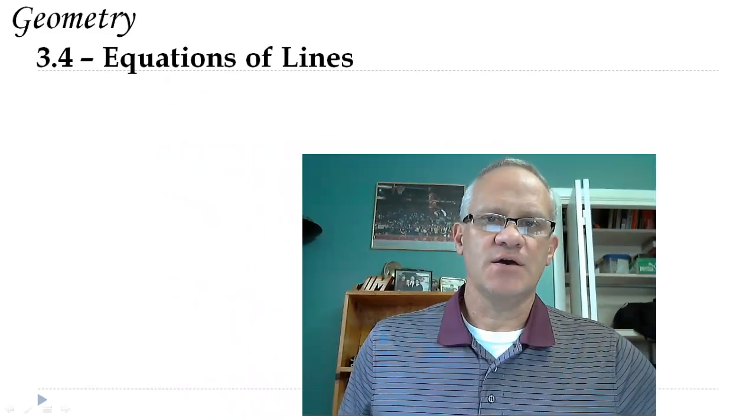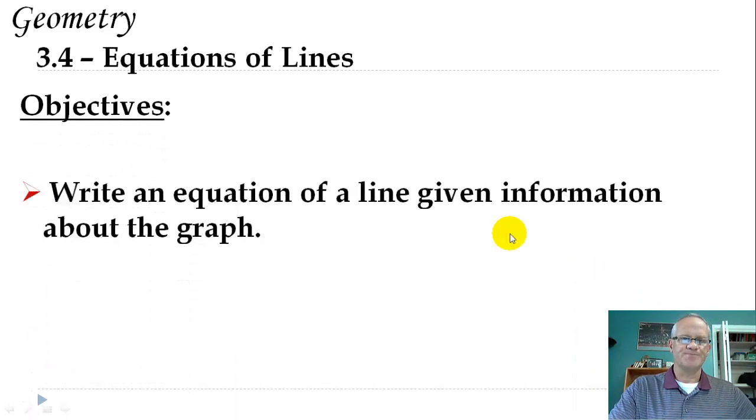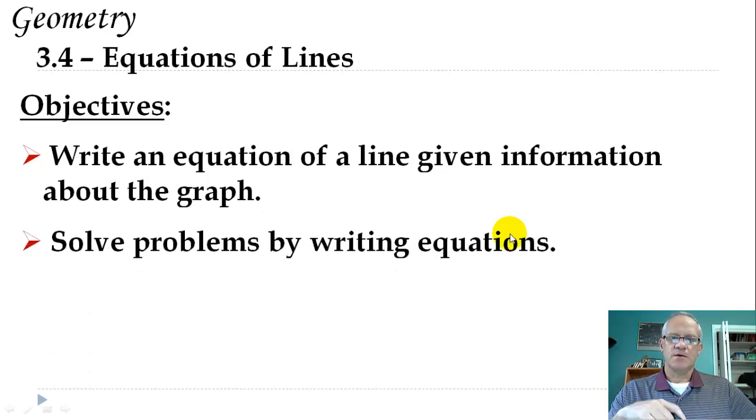We're going to talk about different types of equations of lines. Just like last time, this is something you've probably seen a little bit in Algebra 1, but we'll review it again this year. Okay, so let's start by taking a look at our objectives. First of all, we're going to be able to write an equation of a line given information about that graph, and then we'll solve problems by writing equations.